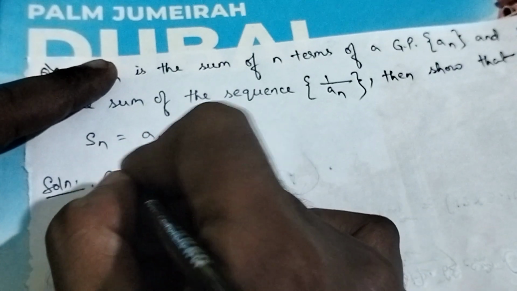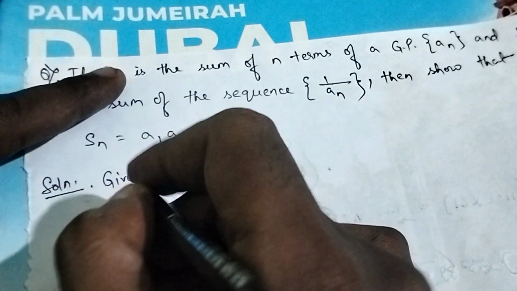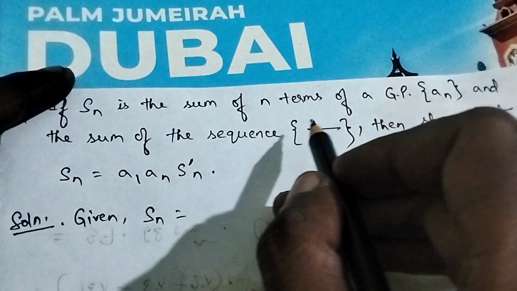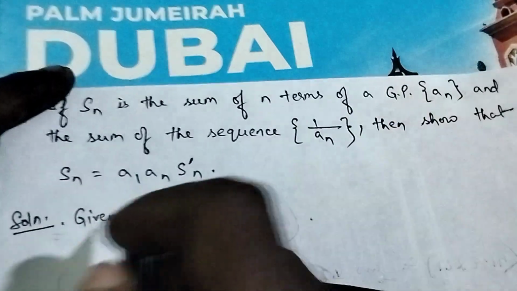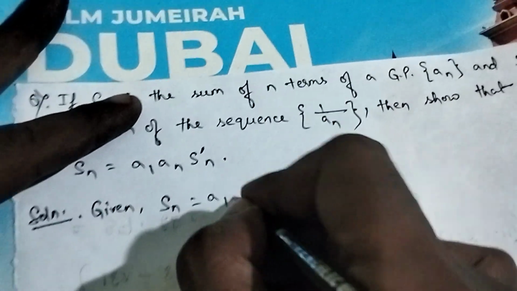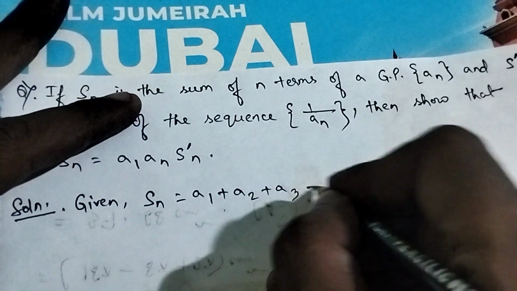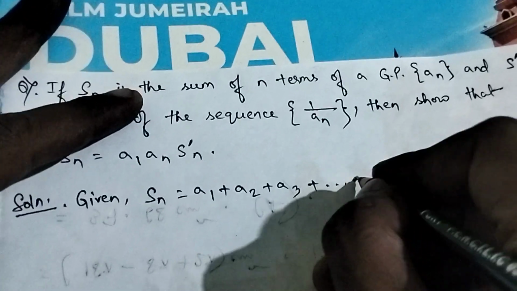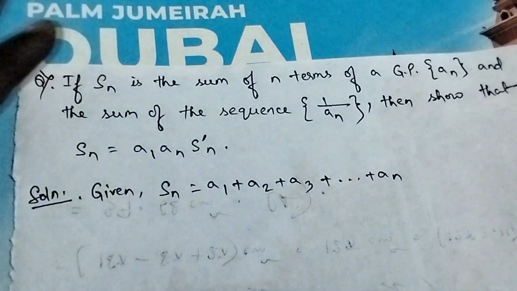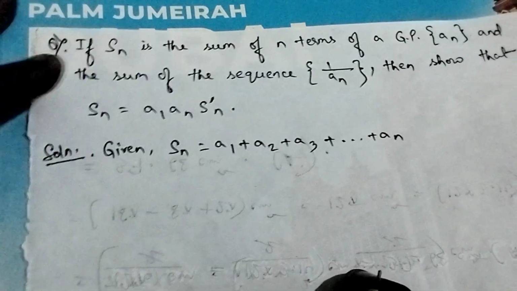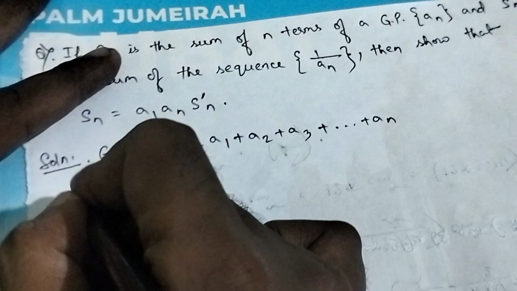Okay, it has been given that Sn is the sum of n terms of a GP An. That means Sn is equal to A1 plus A2 plus A3 plus dot dot dot up to An. Okay, clear?